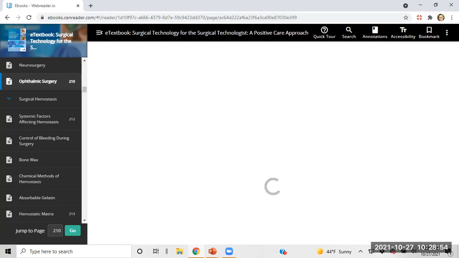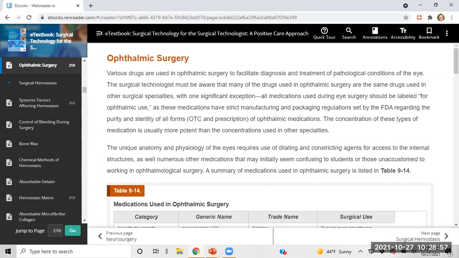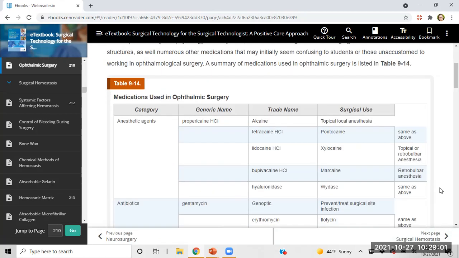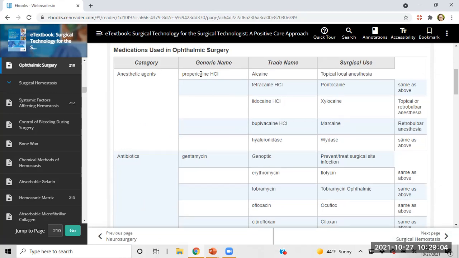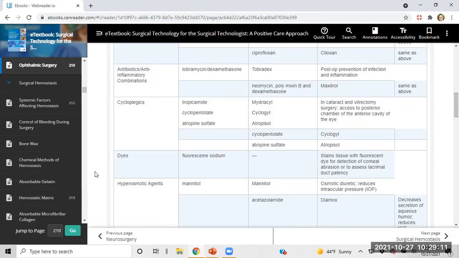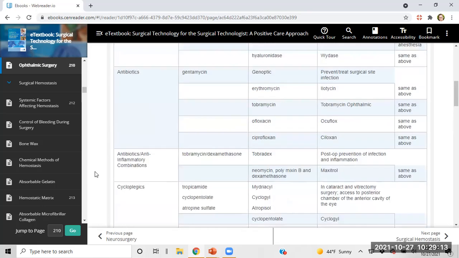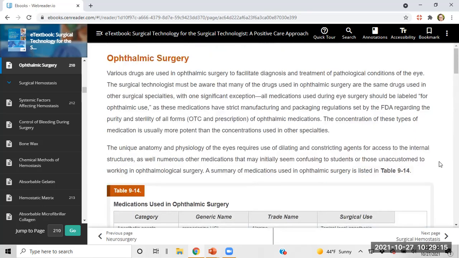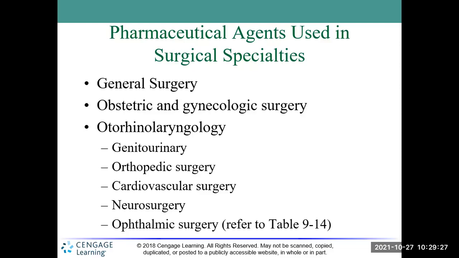And then ophthalmic surgery, this is a really important category because you'll see a lot of the same medications that you've been seeing in other surgeries: antibiotics, anesthetics, dyes, things of that nature. But the key with this is everything that you are labeling in an ophthalmic case, you're going to make sure it's labeled for ophthalmic use because they are prescribed differently, okay?